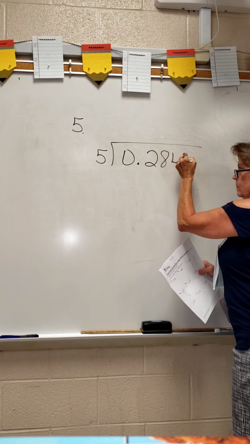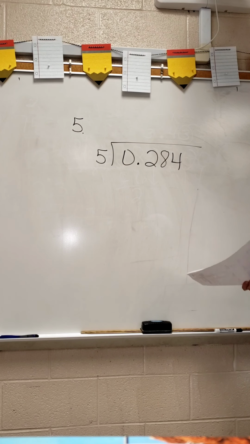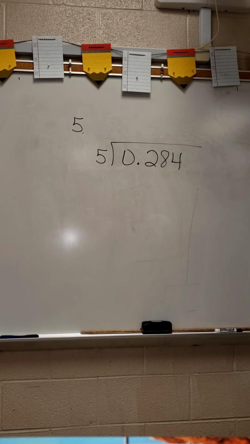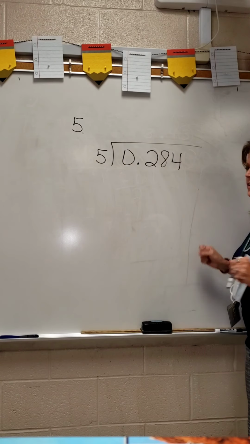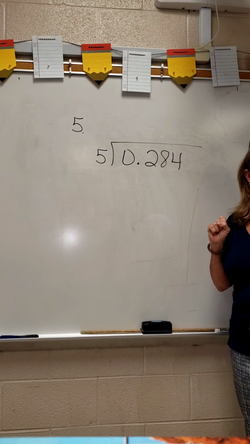0.284. 284 thousandths. Remember, we're rounding to 3 digits. You ready? You're looking at me, so you can write it down when we get through. I want to hear your voices. Ready? What's the first thing I do? You bring the decimal over.